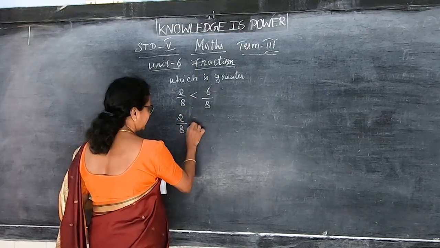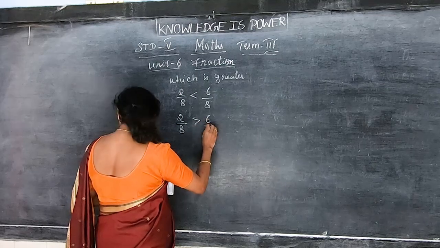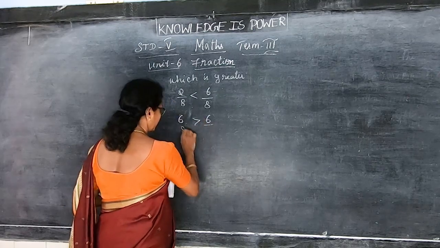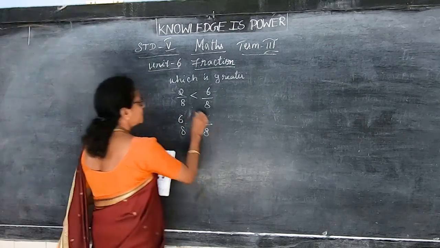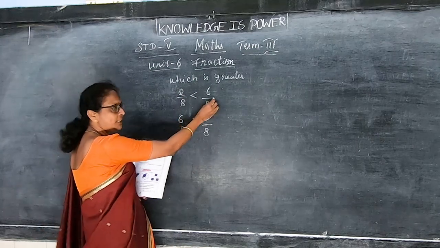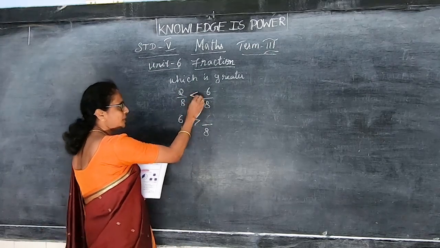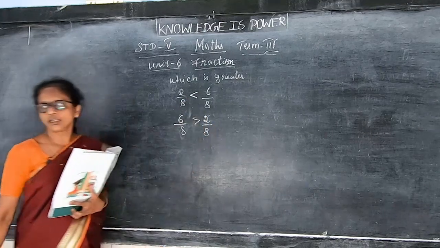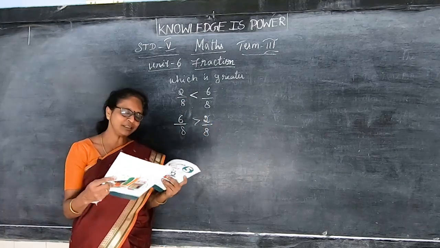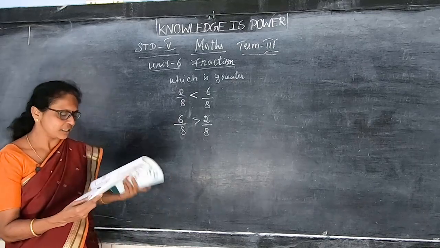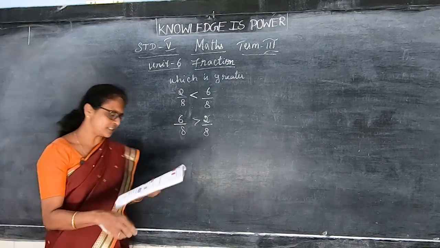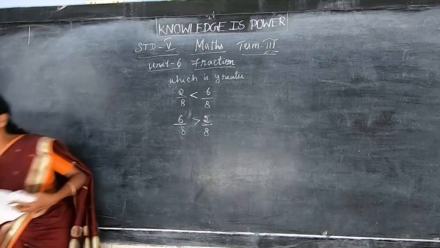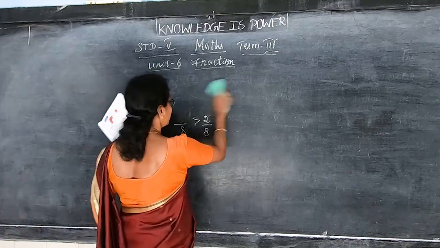Again, 2 by 8 and 6 by 8. 2 by 8 is smaller than 6 by 8. So write it like this, and 6 by 8 is greater than 2 by 8. So this is known as the greater and the smaller fraction. In these exercises, we are going to see the greater fraction and the smaller fraction now.